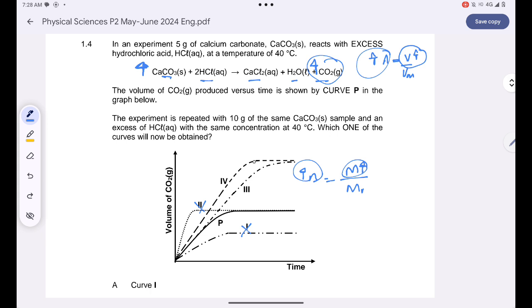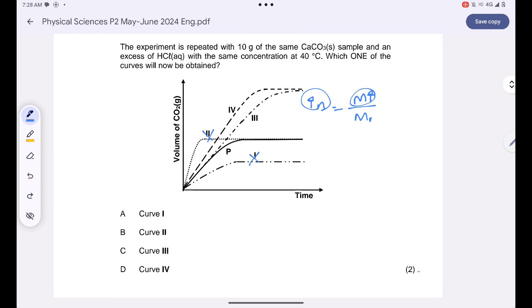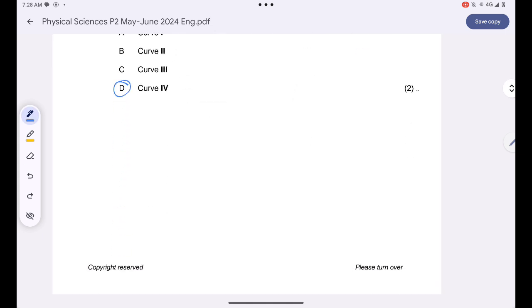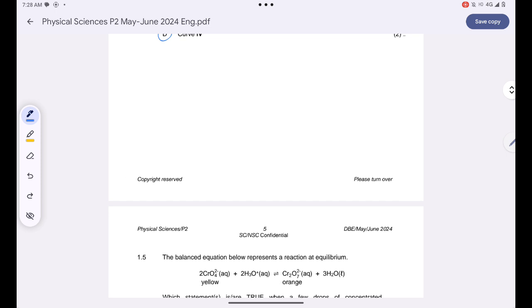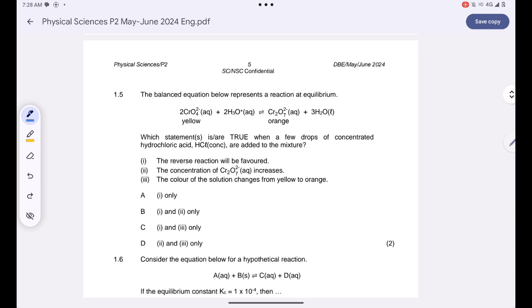So curve 4 will be the correct answer because it reaches completion faster and it has the highest volume of the gas. You can see that it's just above over there. So reaction 4 is the one that represents the repeated experiment with 10 grams of calcium carbonate solid.